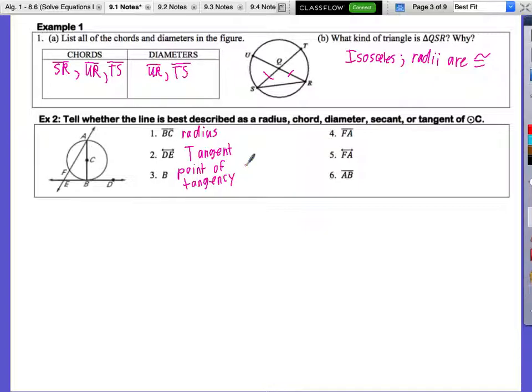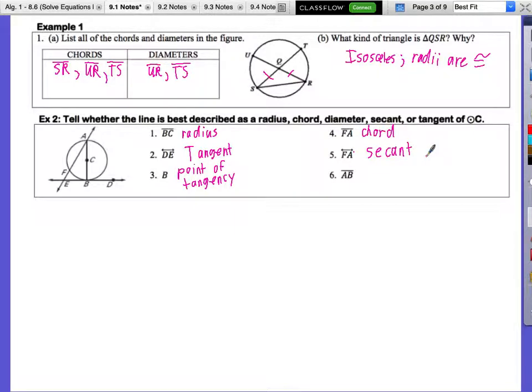Segment FA would be, raise your hand to help me out, Aubrey. It would be a chord. Isn't that like a music thing too? Yes. You said, what are the chords? And I was like, well, there's C major, there's C minor. Line FA would be Josie. Secant. Very good. It's a line that contains that chord. So notice here, segment FA is a chord, but line FA is a secant. Chords are segments, secants are lines.